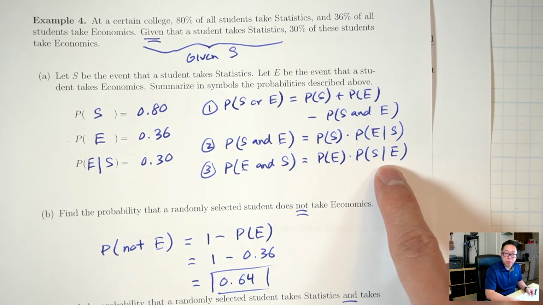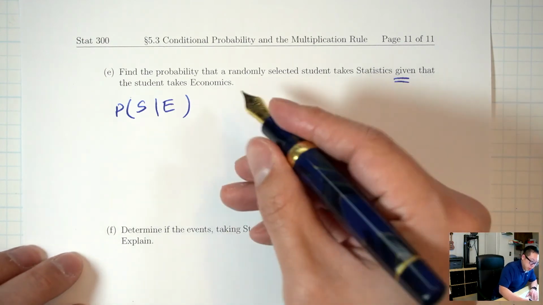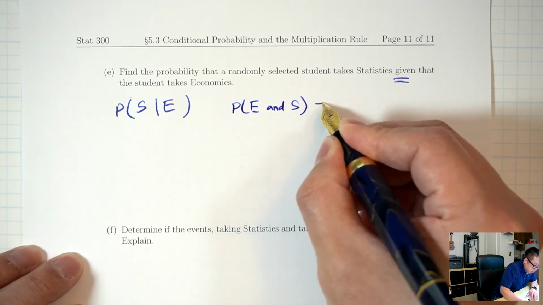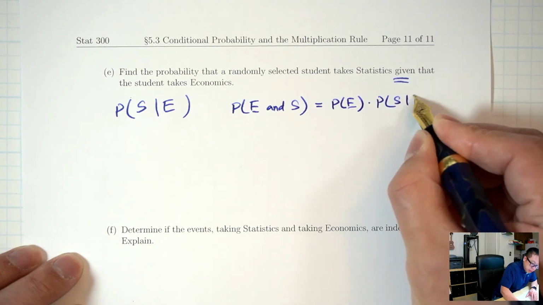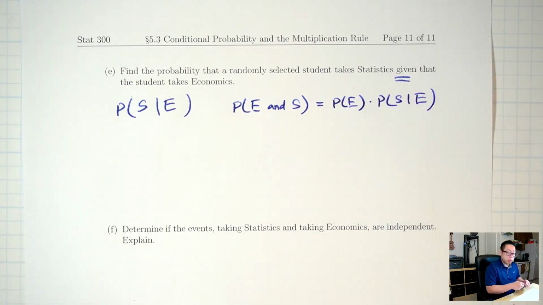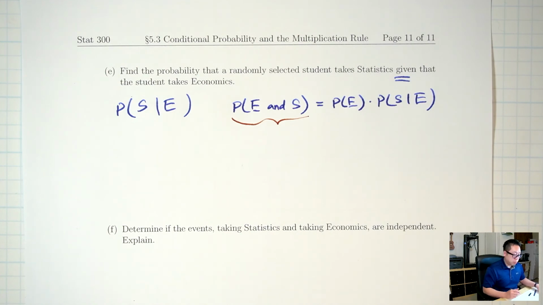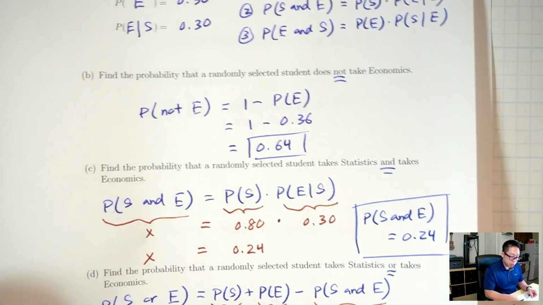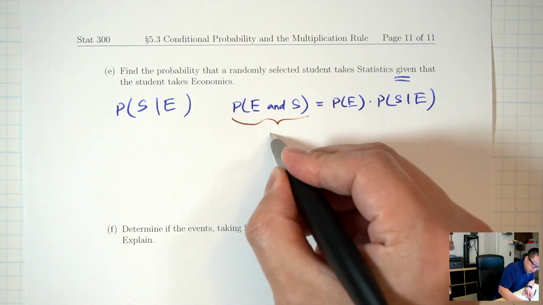I see it right here. All right, so I'm going to be using equation 3. Let me recopy it. Equation 3 says probability of E and S equals probability of E times the probability of S given E. Go through, fill in what you know. E and S. For ands, the order does not matter, so E and S is the same thing as S and E, which we did find already in part C, and it was 0.24, so that's 0.24.